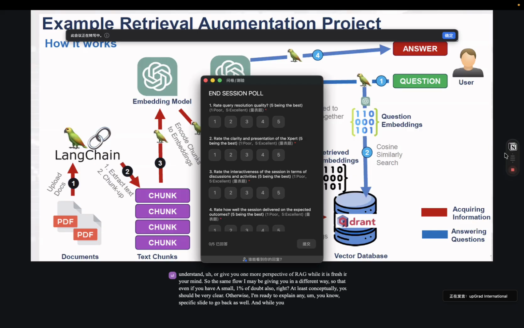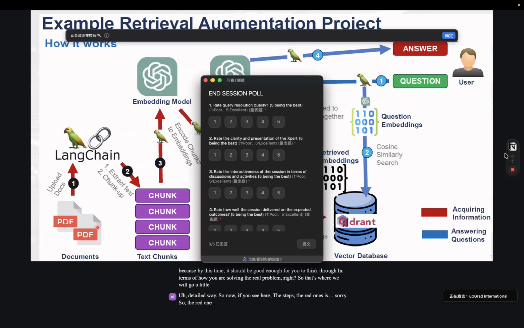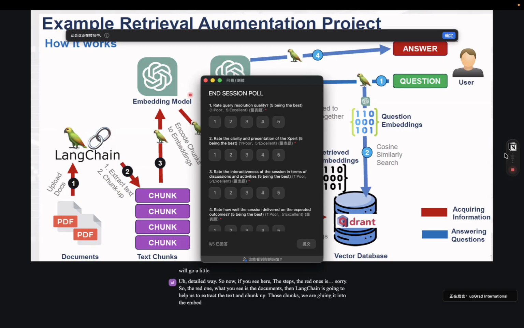And while you are implementing it, by this time, it should be good enough for you to think through how you are solving the real problem, right? So that's where we will go in a little more detail. Now if you see here, the red one is the documents. Then LangChain is going to help us extract the text and chunk it up. Those chunks we put into the embedding model, which will give you the embeddings. This is the starting point, where we are doing that activity one time, in the beginning.